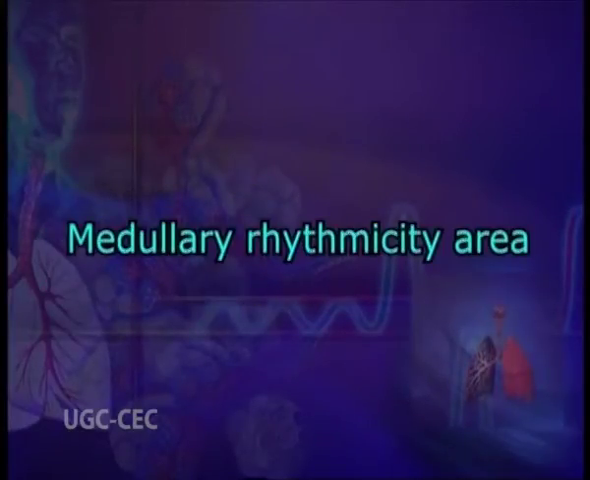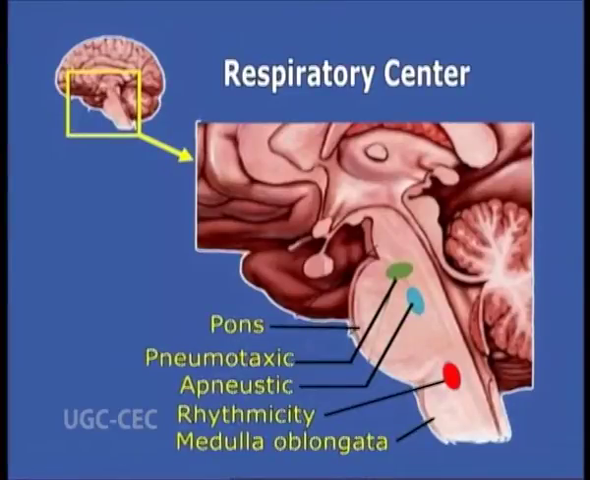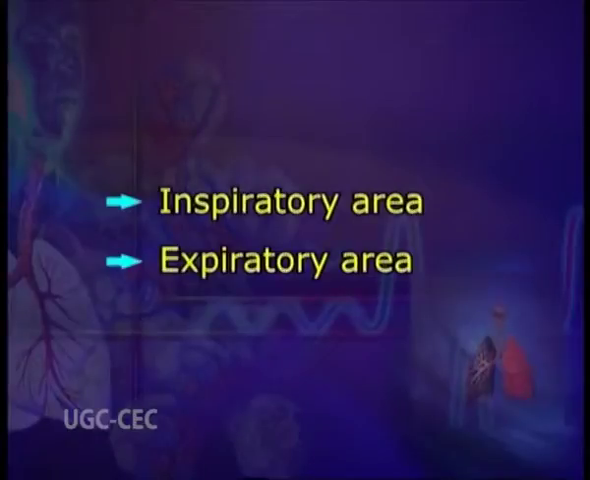Let us see medullary rhythmicity area. The function of the medullary rhythmicity area is to control the basic rhythm of respiration. It is a part of the central nervous system situated in the medulla oblongata. The medullary rhythmicity area is also known as the respiratory switch center. There are inspiratory and expiratory areas within the medullary rhythmicity area.